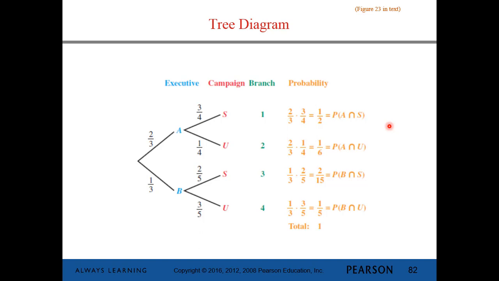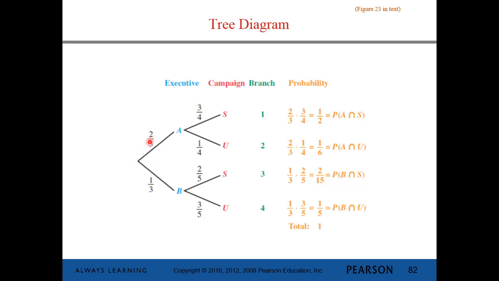And we can also use the tree diagram to help us. When you use the tree diagram, you multiply down the branch and you add across branches. So if you're going down the branch, you're using the multiplication rule. If you're going across branches, it's the addition rule. Here's the executive, here's the campaign, and here we either have A or B. So here's the probability of B, here's the probability of A. And then we also know the probability of S or U. So 3/4 is the probability of S, 1/4 is the probability of U. Notice how these add up to 1 and these add up to 1.